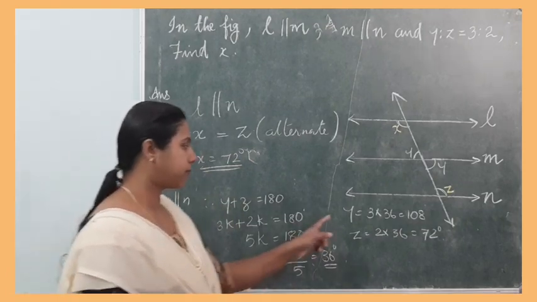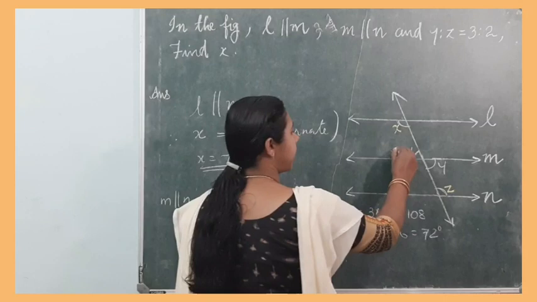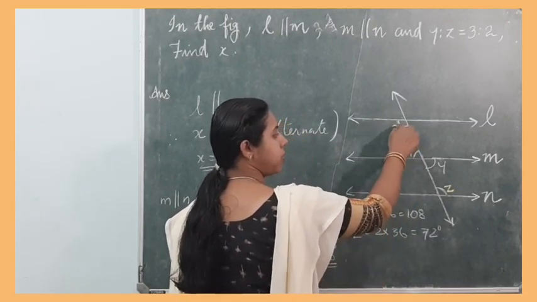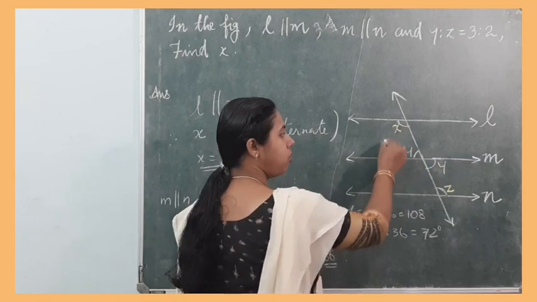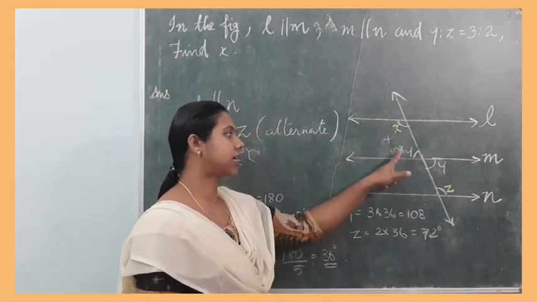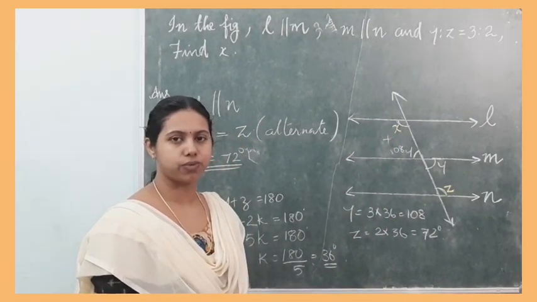Or you can use this method, y is equal to 108. So this angle is 108. These two lines are parallel, so the sum of these two angles is equal to 180 degrees. From this you can find 180 minus 108. You will get x, that is equal to 72.